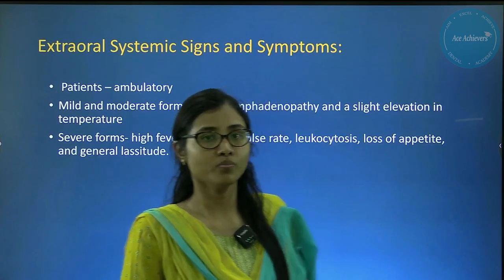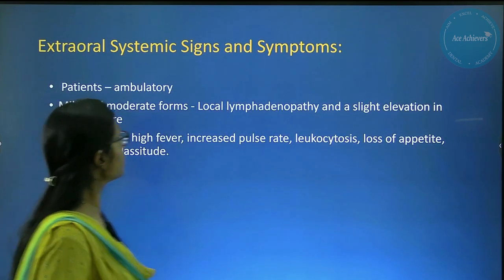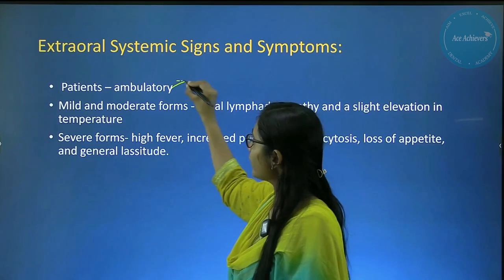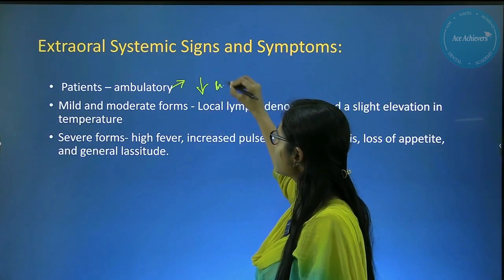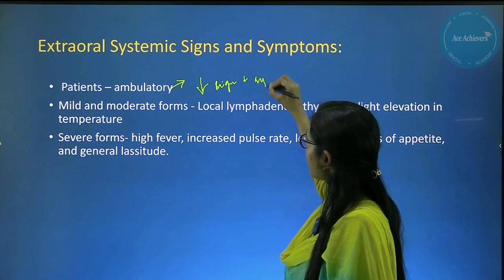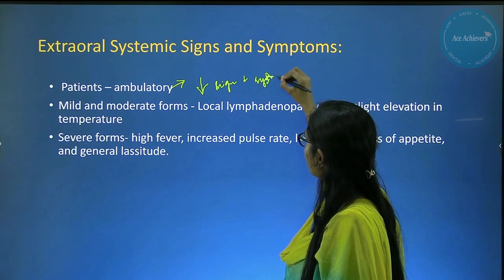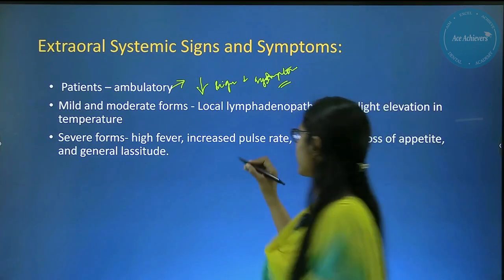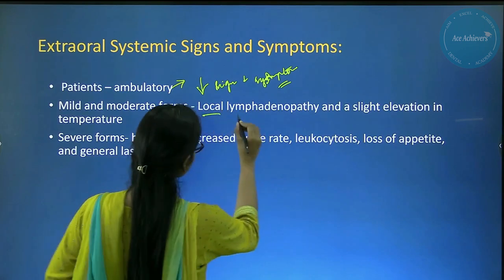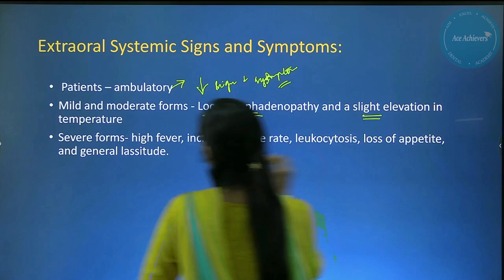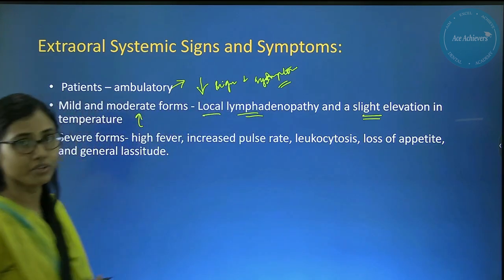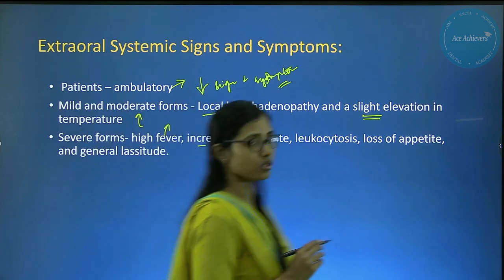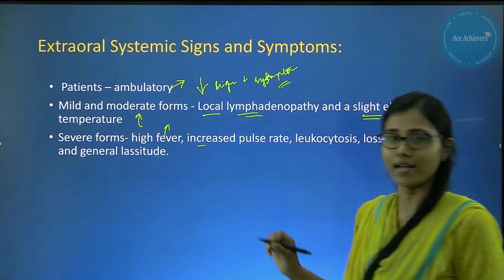Okay, now when we see the extraoral systemic signs and symptoms, in most of the cases the patients are going to be ambulatory, okay, with very mild systemic signs and symptoms. But in case of mild and moderate forms of ANUG, there is going to be some local lymphadenopathy, okay, and slight elevation in temperature. And in case of the severe form, there is going to be a high fever, an increased pulse rate, leukocytosis, loss of appetite, and sometimes generalized lassitude also.